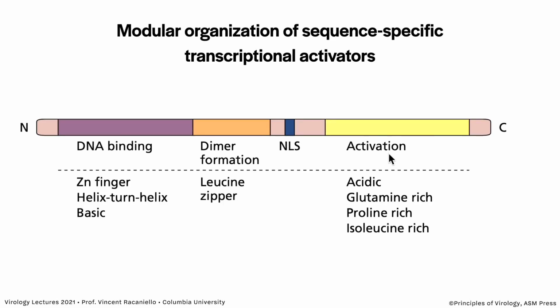And then finally, you have an activation domain, which can be acidic or glutamine-rich, proline-rich, isoleucine. And this is the part that's going to interact with the transcriptional machinery, right? So the DNA binding part is going to tether it to the DNA near the promoter. This is going to interact with the machinery to stimulate or repress transcription.